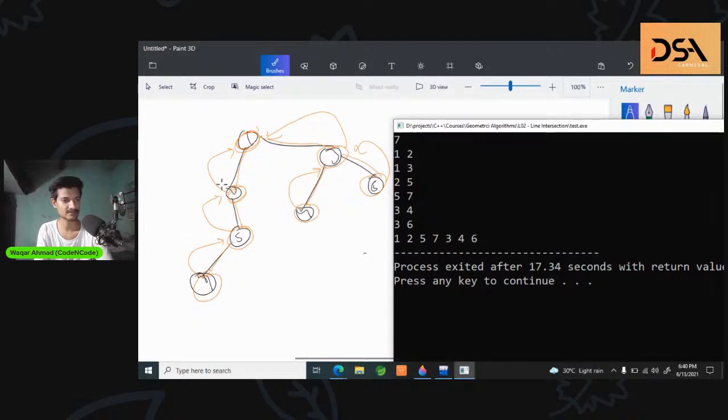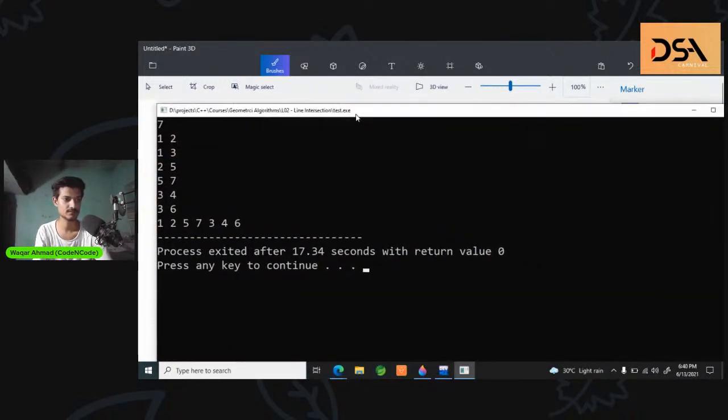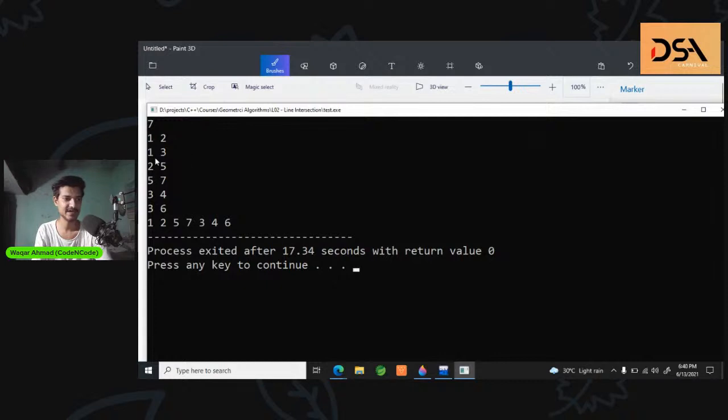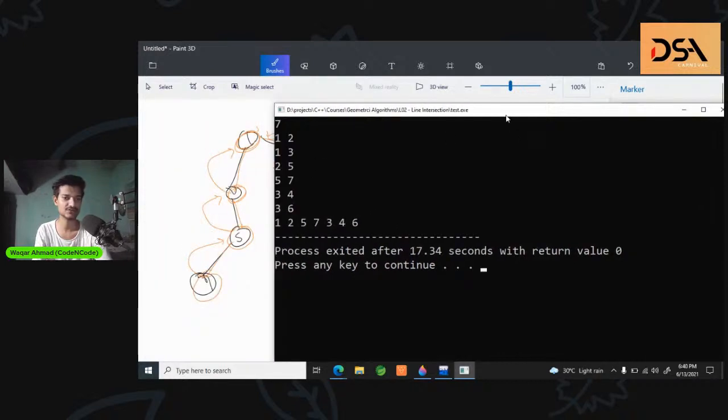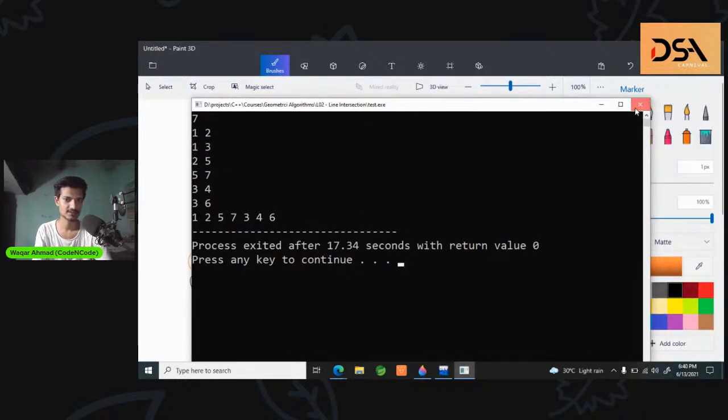So we would track back. From here we would go to 3, right? Go to 3, and then we went to 4, and then track back, and then we went to node 6. So this is how your DFS traversal works. This will go as deep as possible. This can be used to find the height of a rooted tree, right?